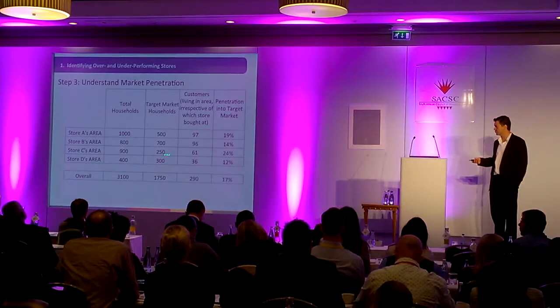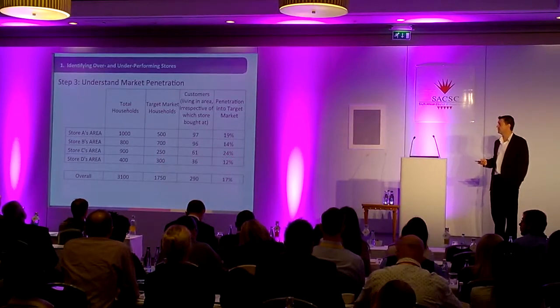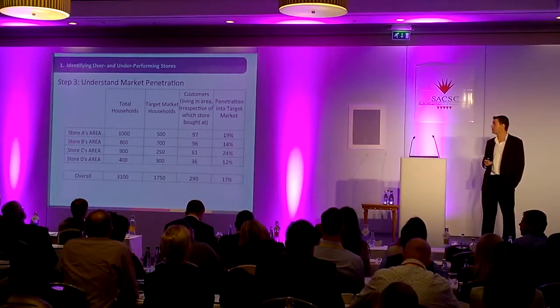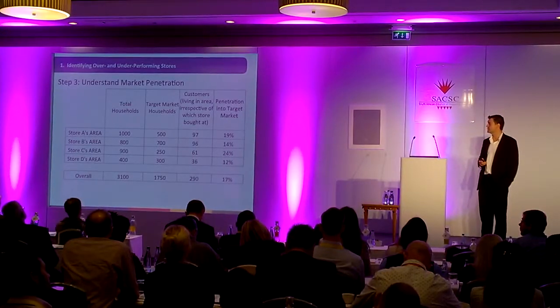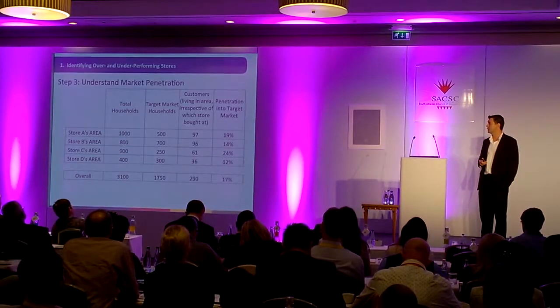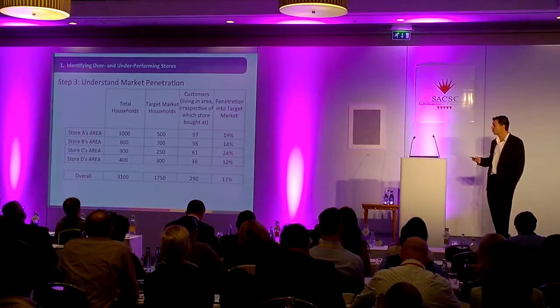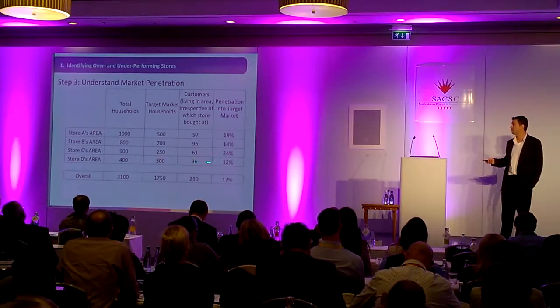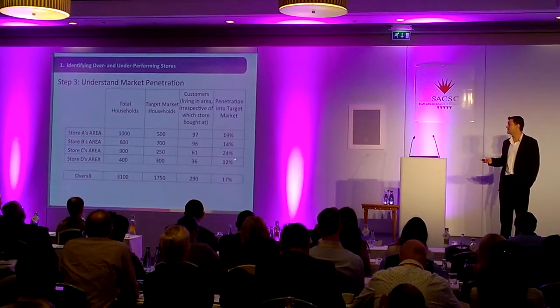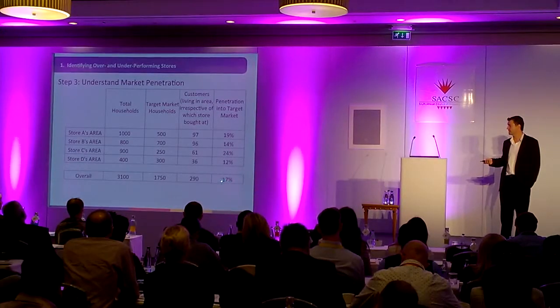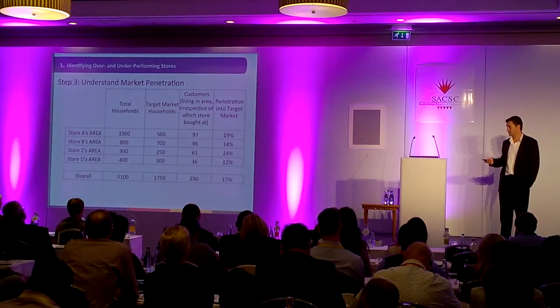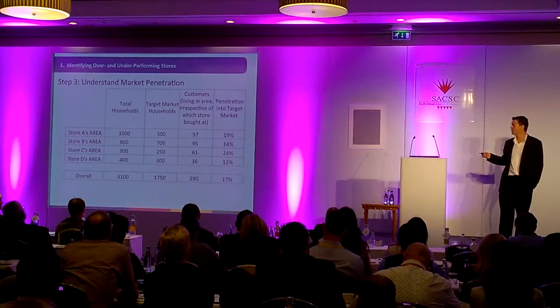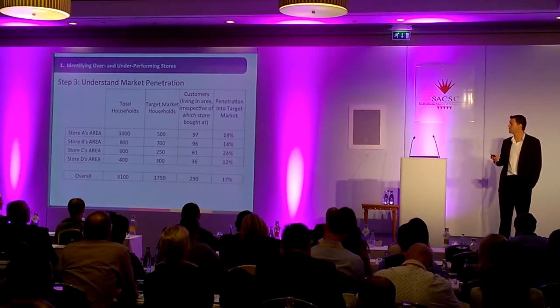And so you can see again, store C is coming up good at 24% penetration into its area. So you can see that store C is doing very well there. Store D has the lowest penetration into its market at 12%, which is much less than the overall average of 17%. And so when you pick up something like that, store D, what's happening?